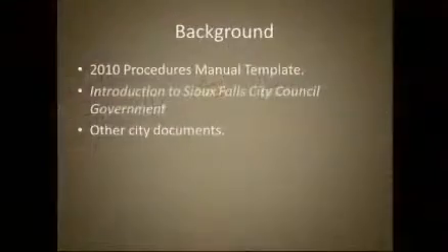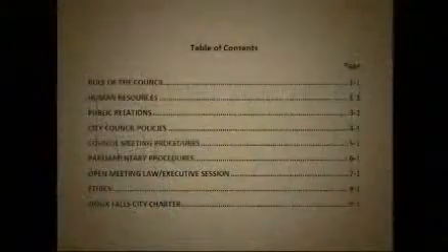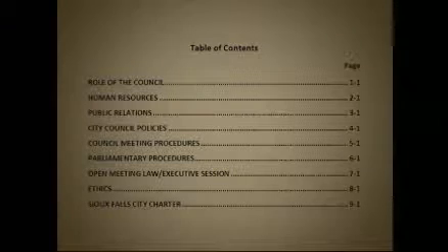The background of this document is that the Operations Committee used the 2010 Procedures Manual as a template when beginning the discussions and review of this document, but also used other publications such as the Introduction to Sioux Falls City Council Government, along with other city documents, human resources documents such as the evaluation form, and some others. Similar to the previous procedures book, we divided it into several chapters, but we did add an additional chapter called Human Resources.